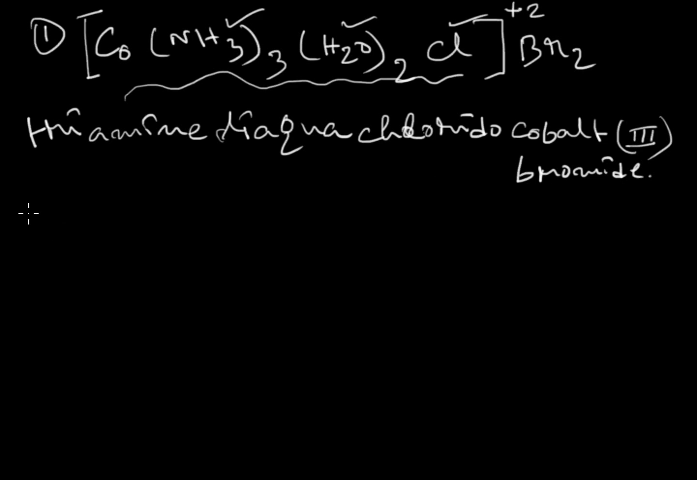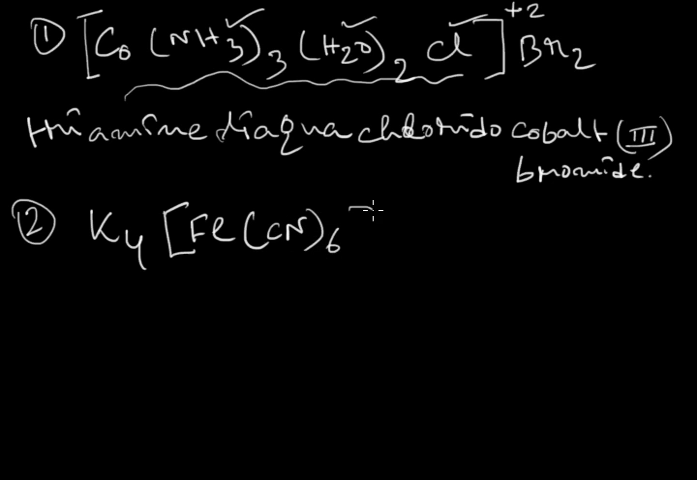Let us consider another example. Number 2, K4[Fe(CN)6]. Now here the complex part is negative, and outside the complex part a positive ion, potassium, is present. We first name the positive ion, then the negative ion.